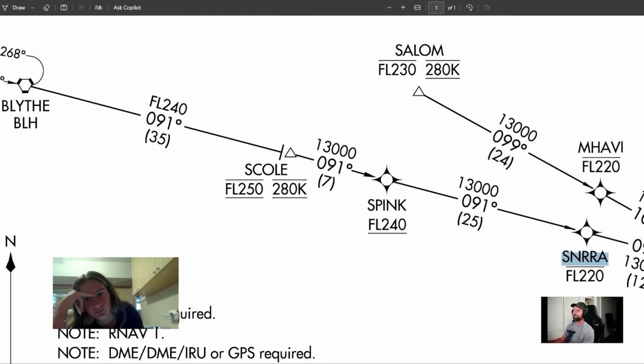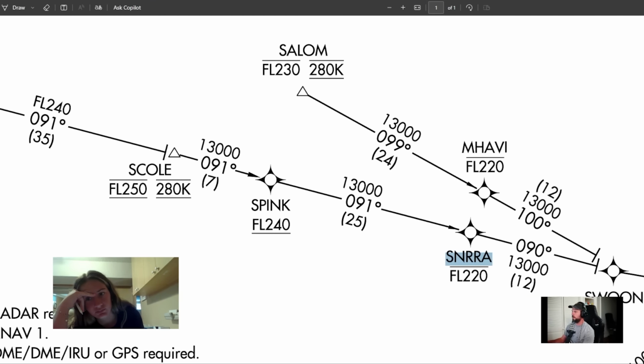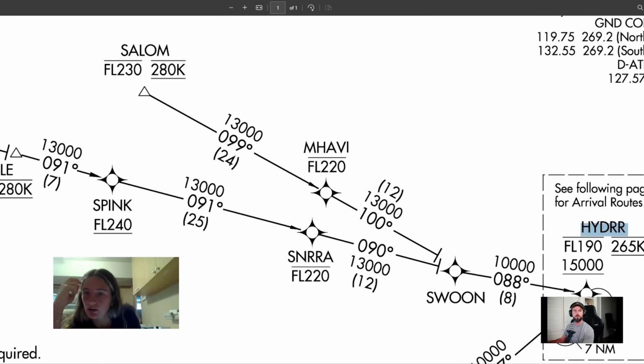Awesome. And what about here at Hyder? Wait, sorry, I don't see it. There you go. At Hyder, you have to be above 15,000 feet, but below flight level 190 and at 265 knots. Love it.